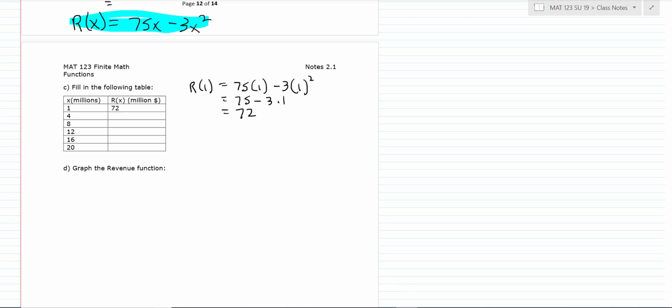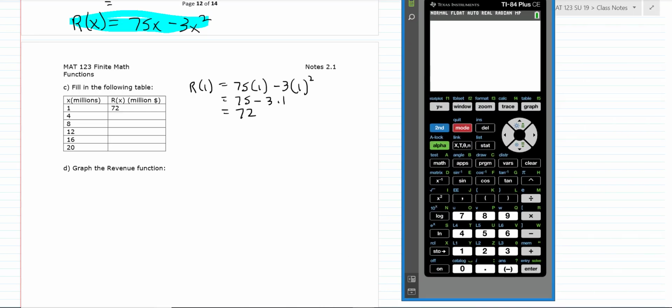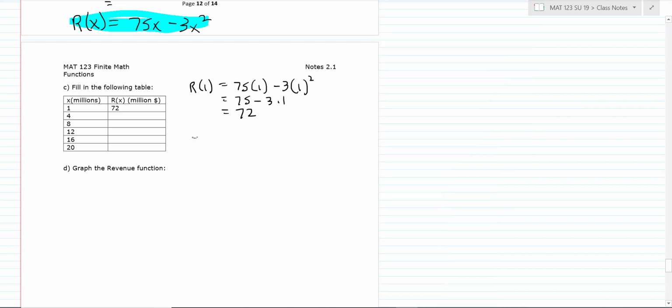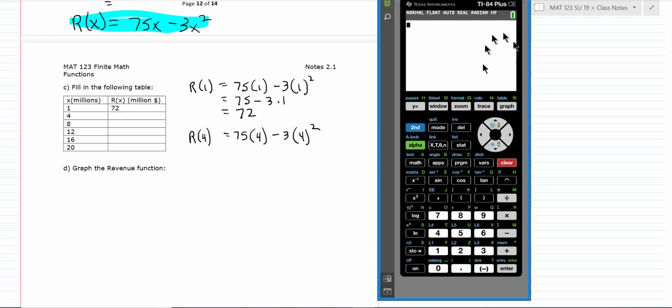Now I'm going to use my calculator primarily on these things. Then we're going to graph that on the calculator in just a minute. So let's write out what we're going to do on R of 4. On R of 4, we're going to do 75 times 4 minus 3 times 4 squared. And again, you're just going to go to your calculator. So we just go 75 times 4, you do this in one step, minus 3 times 4 squared. Okay, and we'll record what we get. So the company's revenue is 252.